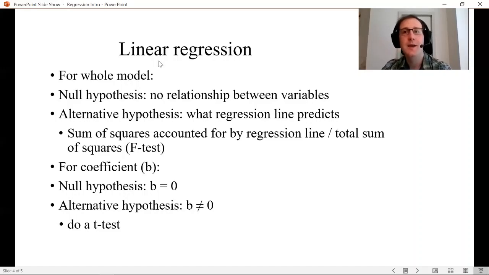In that case, the p-value for the whole model will most of the time be completely different than for each of those two coefficients. So that's when you have to start interpreting those differently. And I'll get into that when I start running the analyses in R.